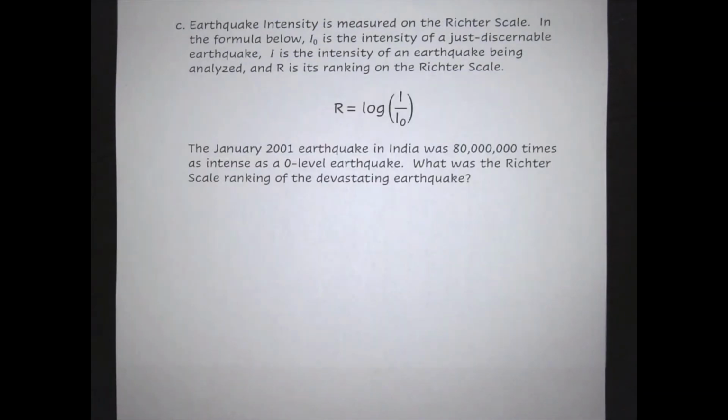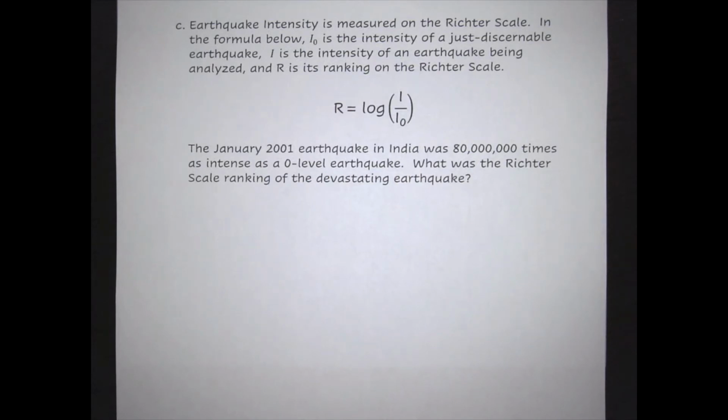This last example is going to be about earthquakes. If you think about an earthquake, what modern scientists do today is use seismographs to measure the intensity of earthquakes around the world. And when an earthquake is happening, that seismograph starts moving all over the place and starts moving out of control.